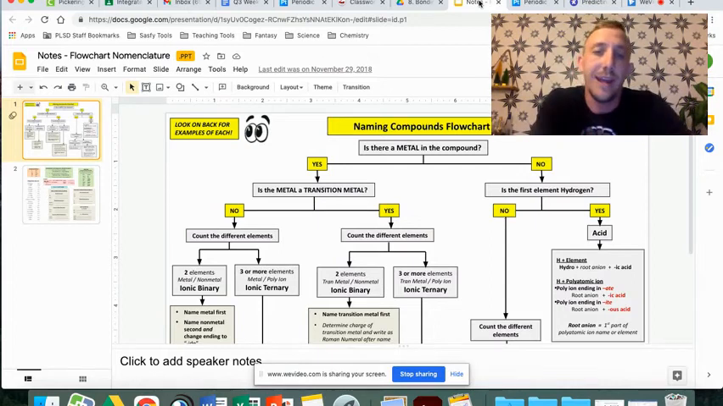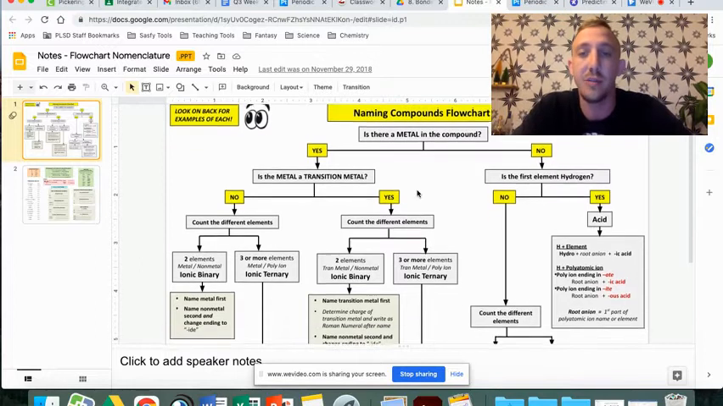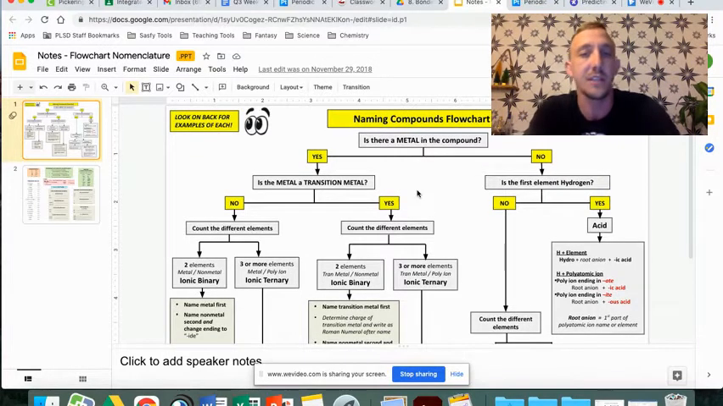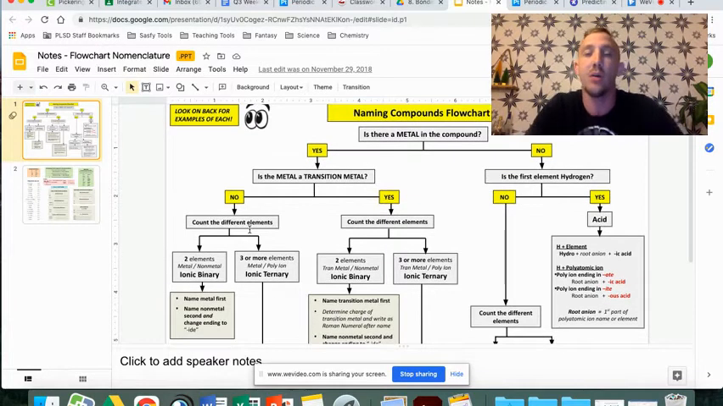So we're going to go ahead and start naming compounds. I want you guys to go back to your naming compounds flowchart. You can find this in Google Classroom. So we've gone ahead and talked about ionic compounds, and we're going to continue to talk about ionic compounds.